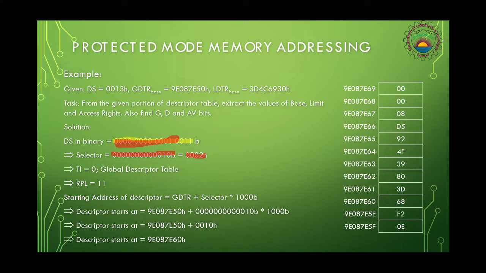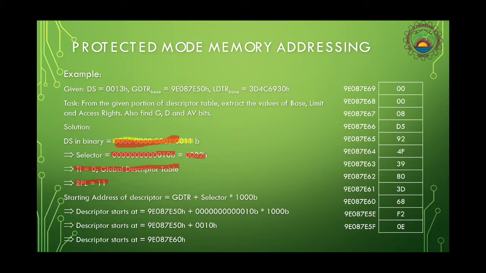Table indicator is 0 from the given data segment register, that is, the TI bit is 0. That means we are going to access the global descriptor table. And the last two bits are for RPL, requested privilege level. So RPL is 11 for the given example.